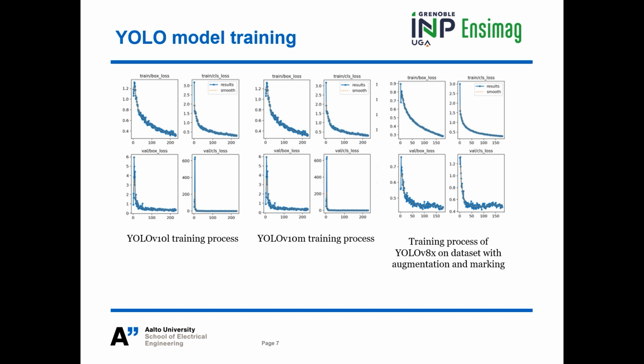YOLO V10L on the dataset with augmentation. The total training time was 4.9 hours. YOLO V10M on the dataset without augmentation. The total training time was 1.8 hours. Training stops after 100 epochs without important loss changes. The model obtained 100 epochs ago is selected.